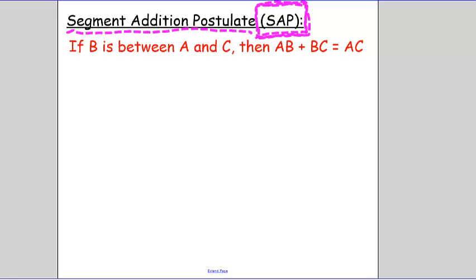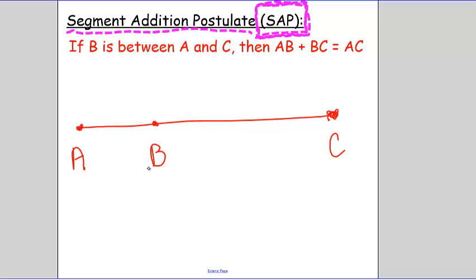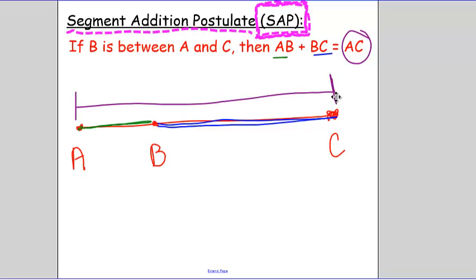So we have, if B is between A and C, so let's talk about what that means. Point B is between A and C. So it's somewhere in between. And notice how it doesn't have to be in the middle, and I kind of exaggerated that for you. Segment AB plus segment BC equals AC, our whole segment.